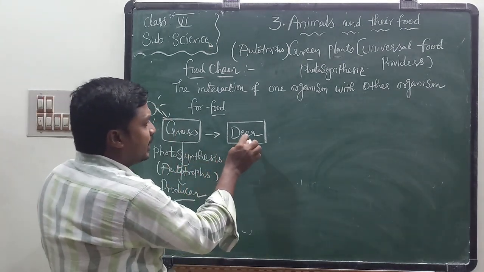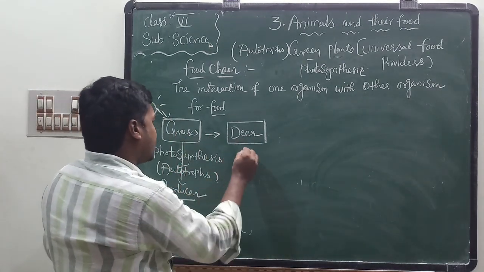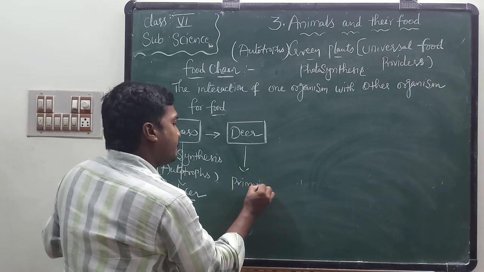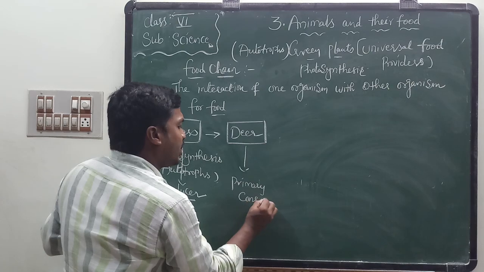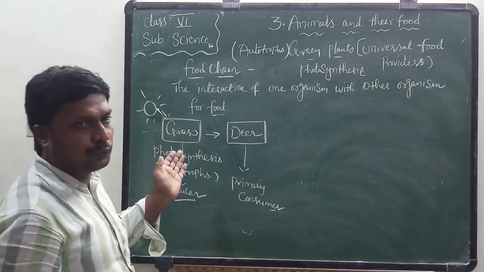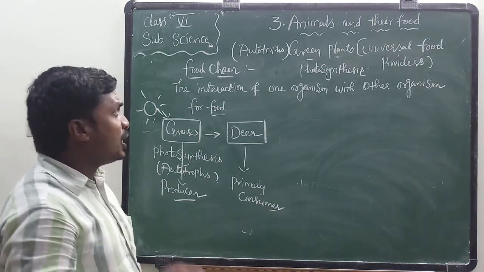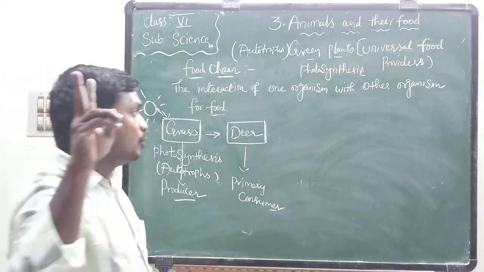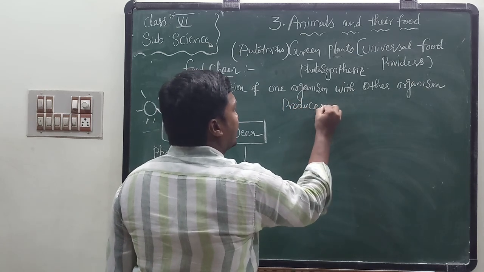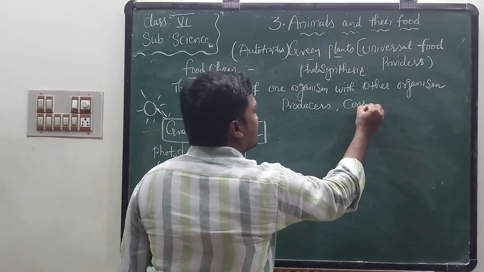Here, if you observe, the deer depends on grass. So, this is called a primary consumer. Primary consumer means this is the first organism which depends on grass for food. If you observe in the food chain, we can find only two kinds of organisms. The first one is producers and the second one is consumers.